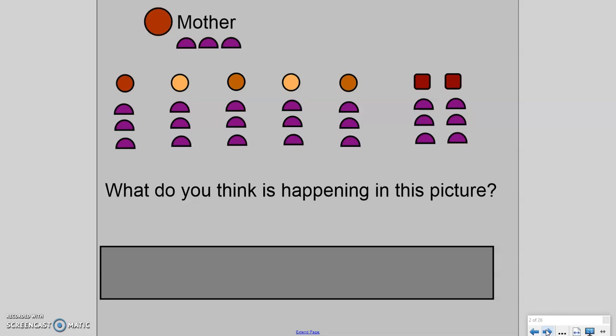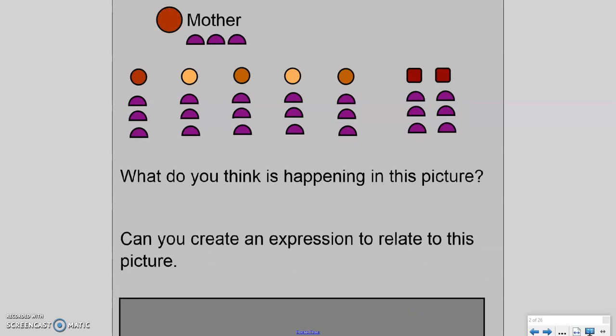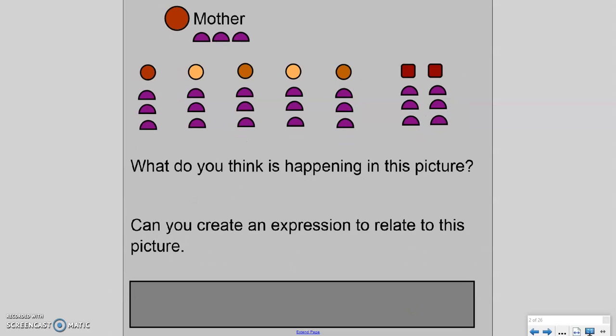The 5 kids and the 2 cousins each have 3 of the items that the mother either bought or she has. So I'm going to assume that the mother bought this item and gave it to her 5 kids and then also to the 2 cousins. So if we go to the next thing, it says, can you create an expression to relate to this picture?